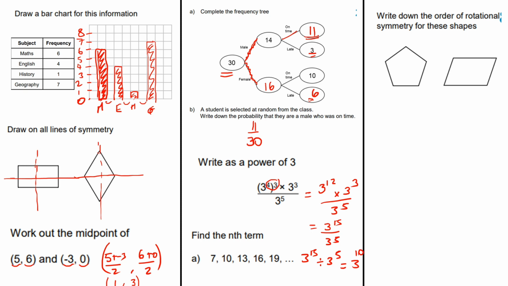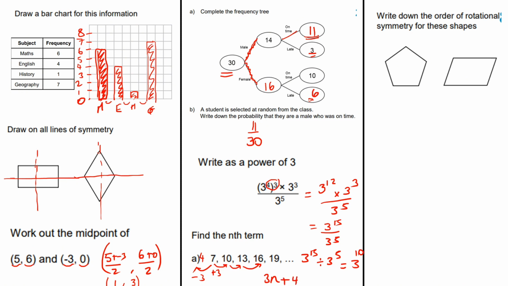With the nth term, this is a linear sequence. So it's adding 3 each time, isn't it? So it's going to be 3n. Take away 3 is going to be 4, and then that's going to be plus 4, 3n plus 4.